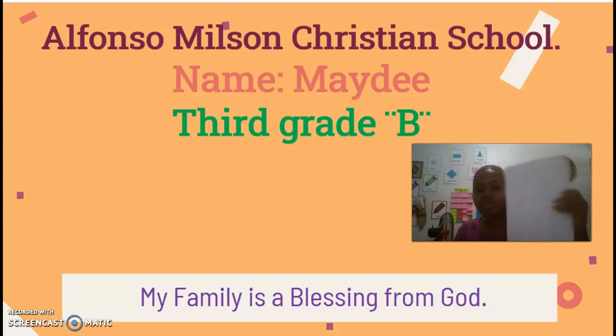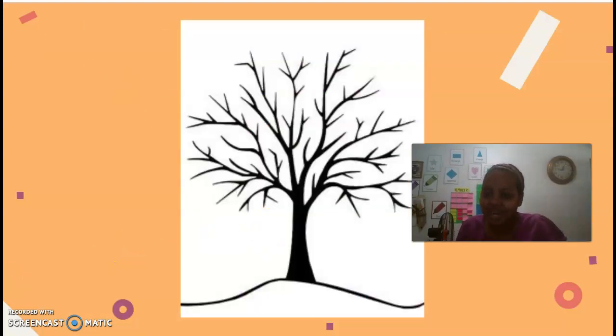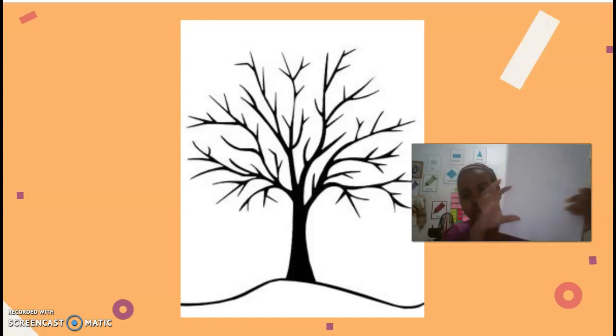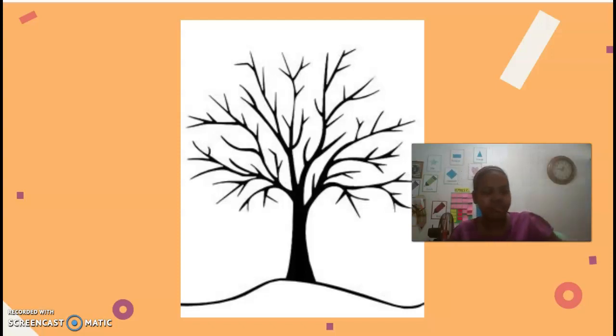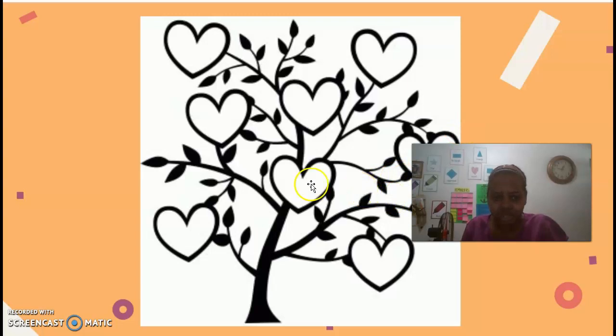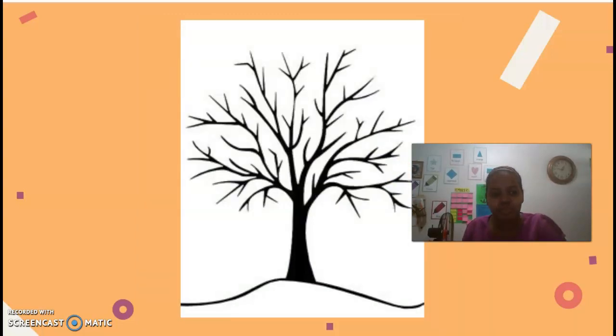Then you're going to draw 1 tree. Here I have 1 tree with its branches, so you're going to draw a tree here in the middle of the page. In this part, you need to leave this space free. It can be a tree like this one, or it can be a tree like this one.